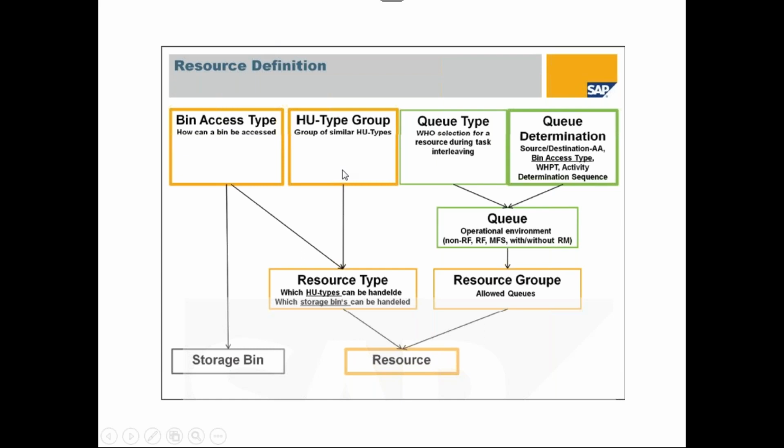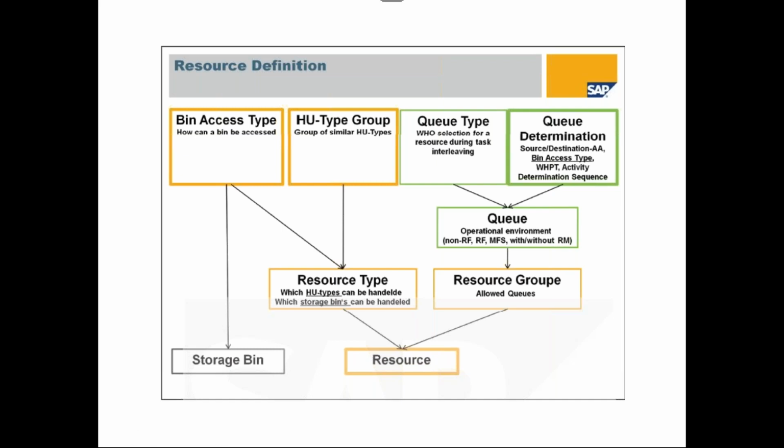On one side, what we are carrying, either carton box or pallet, we restrict with the HU type group. On the other side, which bin this resource can access, we control with the resource type's bin access. So overall, on the right-hand side the resource is assigned to a queue, and on the left-hand side it is controlled at bin level. This is the overall diagram, sir.